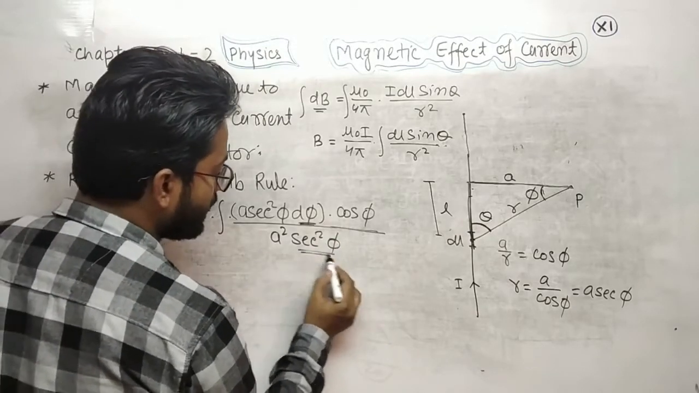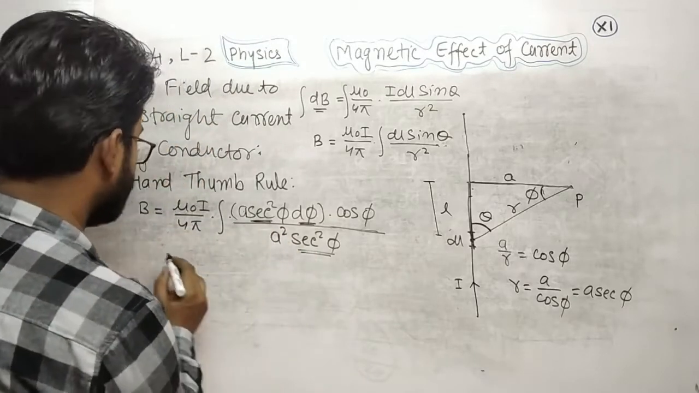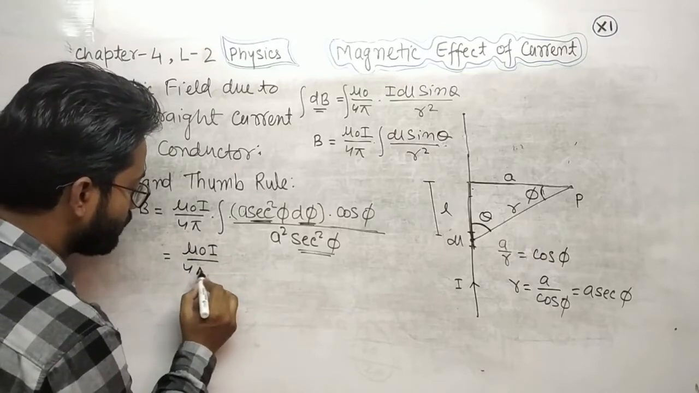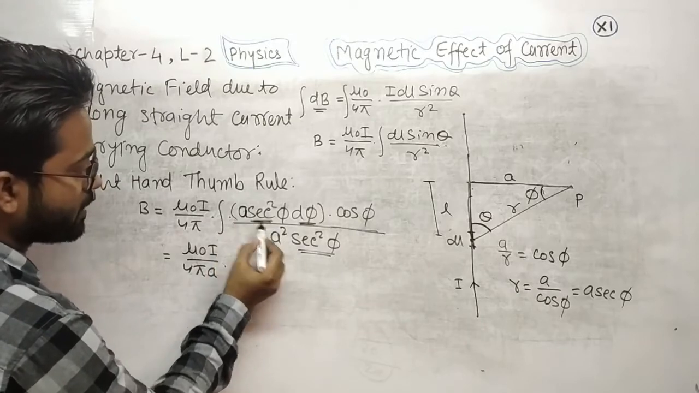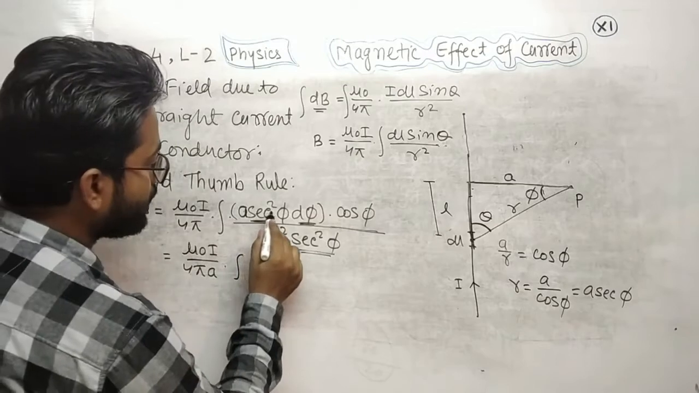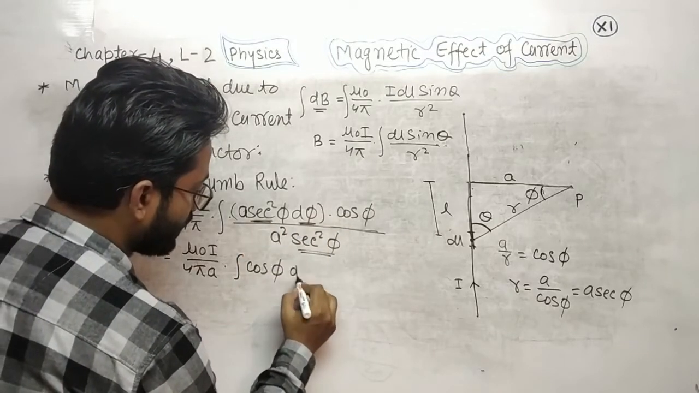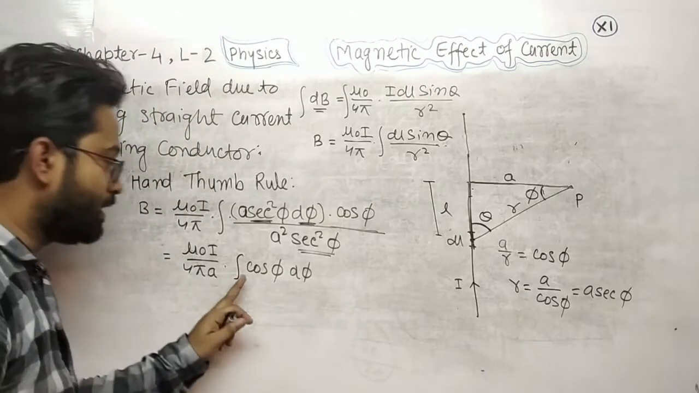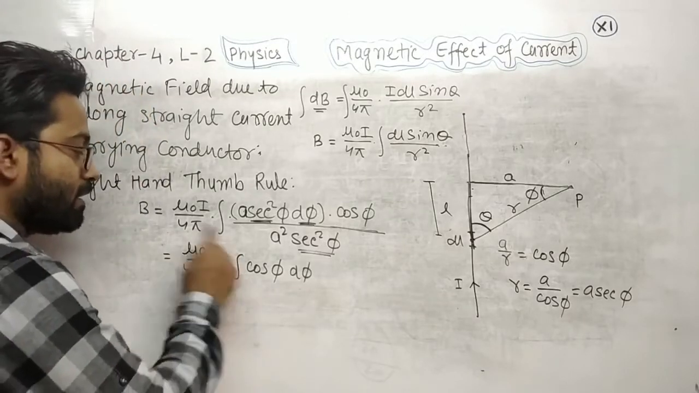Sec square phi and sec square phi cancel out, and A and A cancel out. The final expression is mu naught I upon 4 pi A. A is taken out, and this one is cancelled by this. In the integration, there will only be cos phi d phi.